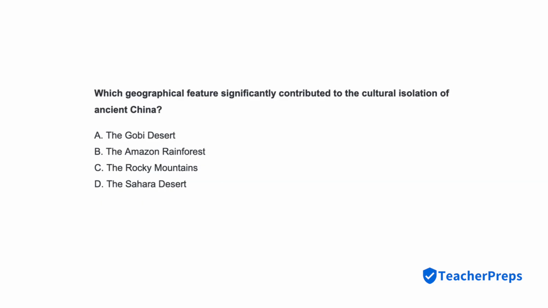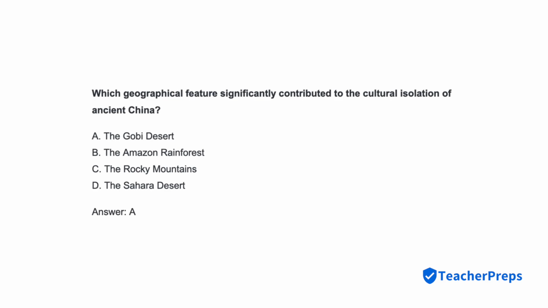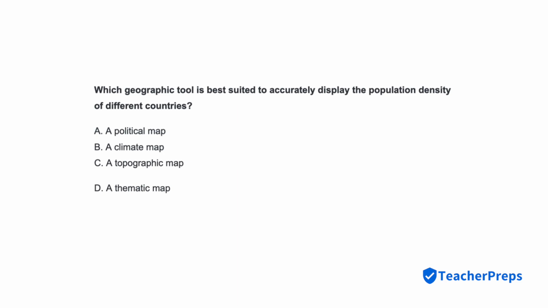Which geographical feature significantly contributed to the cultural isolation of ancient China? Correct response? Letter A. The Gobi Desert. Which geographic tool is best suited to accurately display the population density of different countries? Correct response? A thematic map.